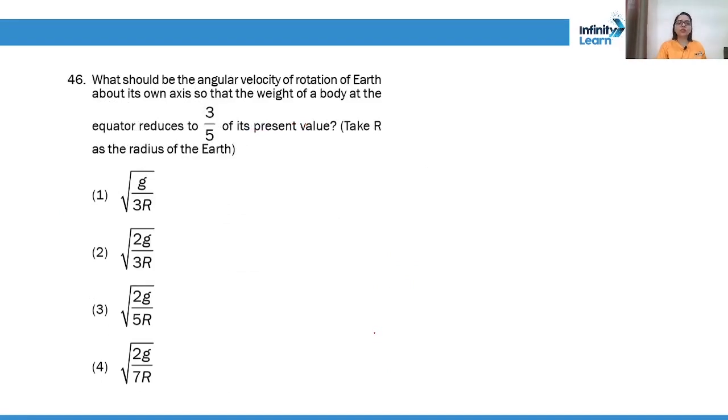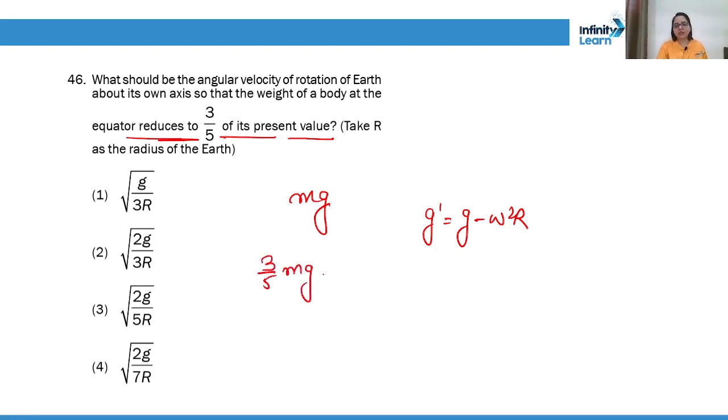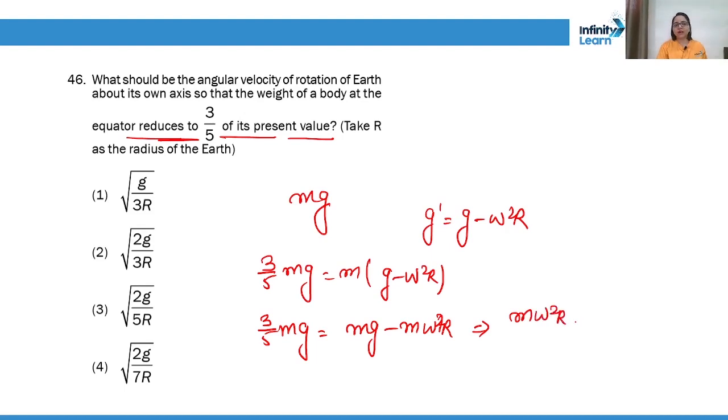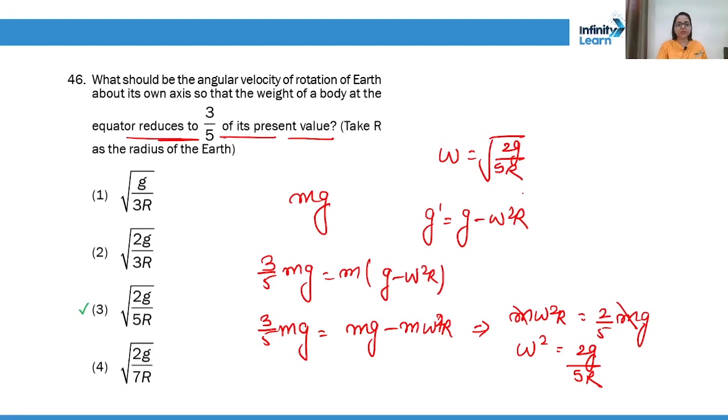Question number 46. What should be the angular velocity of rotation of Earth about its own axis so that the weight of a body at the equator reduces to 3/5 of its present value? So the present value is mg. Okay, g at the equator, g dash, is g minus omega square r. So 3/5 of mg will be m times g dash, which is g minus omega square r. So 3/5 mg is equal to mg minus m omega square r, right? So m omega square r will be 2/5 mg. So basically omega square will be 2g divided by 5r. So omega will be under root of 2g divided by 5r, which is option 3.